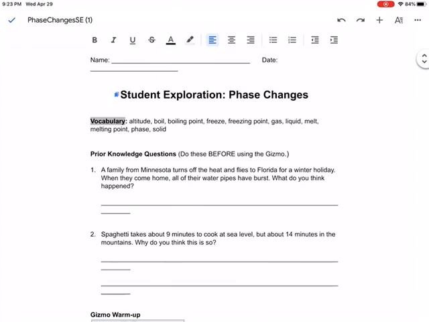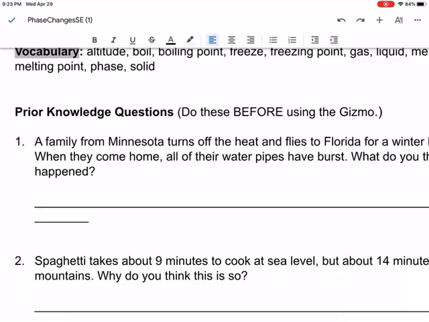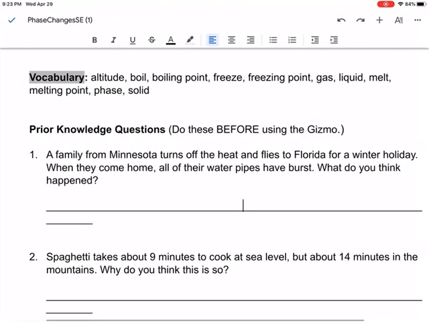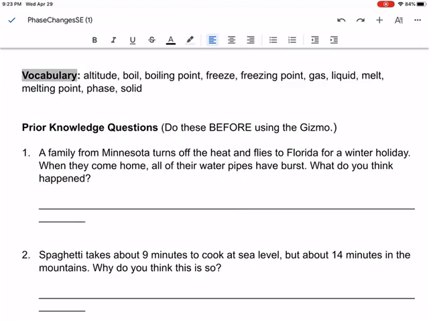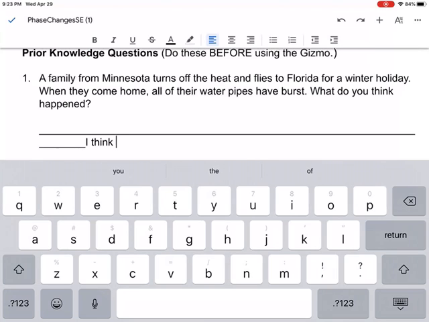So let's take a look at the prior knowledge questions. For number 1, it says: A family from Minnesota turns off the heat and flies to Florida for a winter holiday. When they come home, all of the pipes have burst. What do you think happened? You just type in here. I think they froze and snapped.